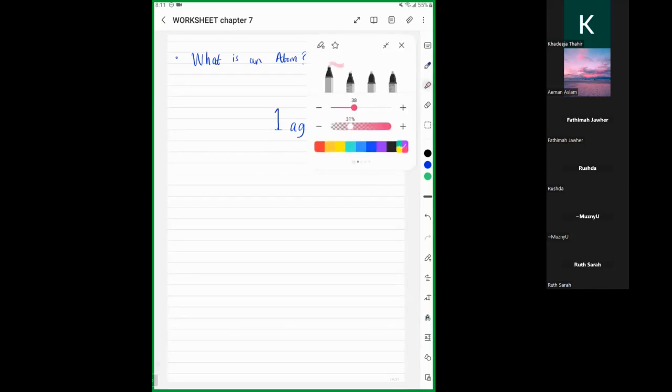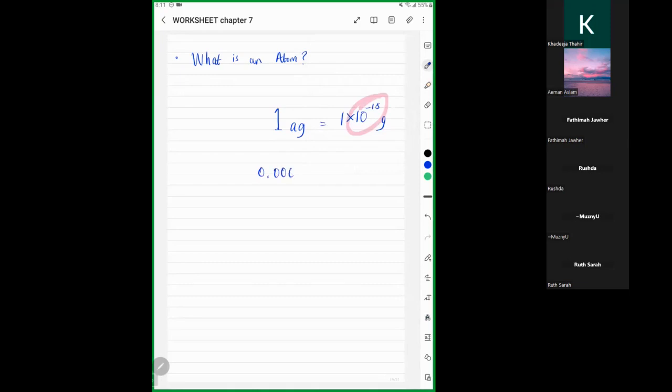Like, an atom is even smaller than that. So what I'm trying to say is the atom is even smaller than this many grams, this many zeros, right? That's why we can't use the normal units for an atom, and the same goes for molecules and compounds.